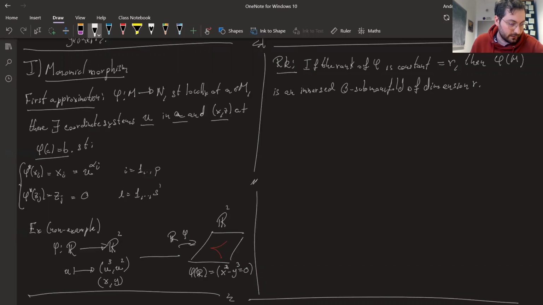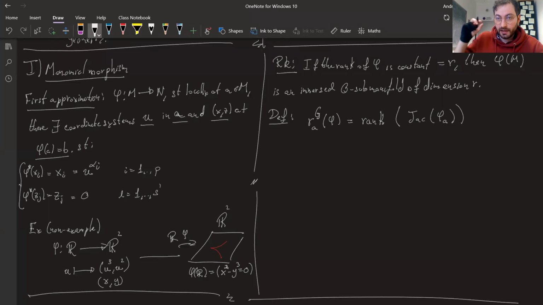It's already an information here to define what we're going to call the generic rank. I'm going to call it like this: the phi A, the generic rank. This is going to be the rank of the Jacobian matrix of the phi at the point A, so as a germ at A. And this rank is not at the evaluation of the point. I'm not evaluating phi at A. I'm looking at the germ at A.